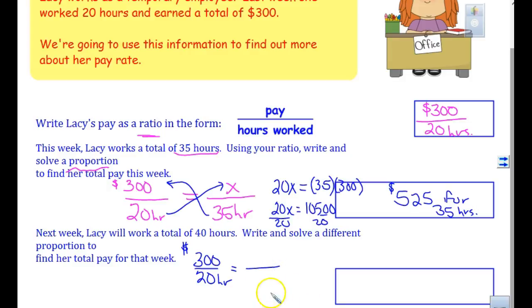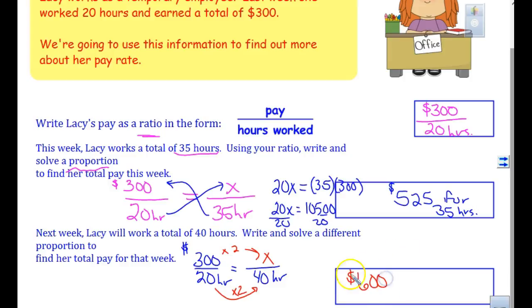So Devin, where do I want to put the 40? Numerator or denominator? Denominator. Now this time, instead of doing that cross multiplying, I might notice, what do I take times 20 to get 40? Times 2. So I can simply take 2 times 300, and I didn't know what this is, but 300 times 2 gives me 600.